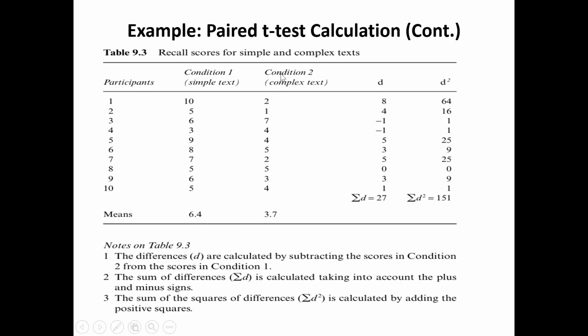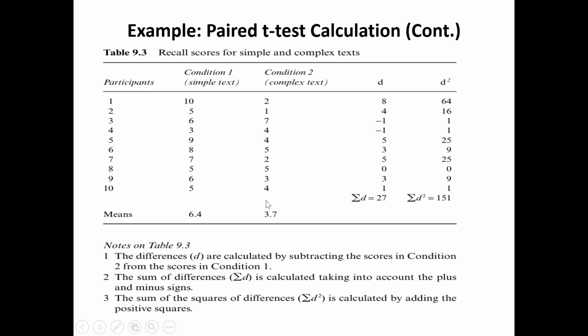Then the same thing is done for the complex text. You add 2, 1, 7, 4, 4, 5, 2, 5, 3, 4, and you get 37. And when you divide it by 10, you will get 3.7.